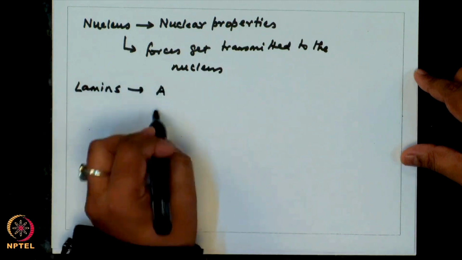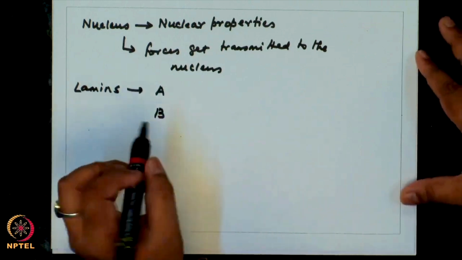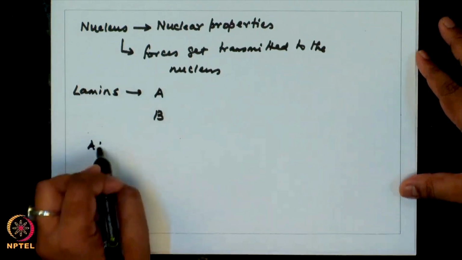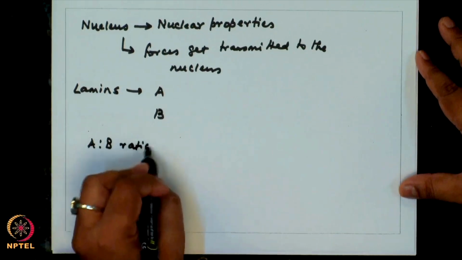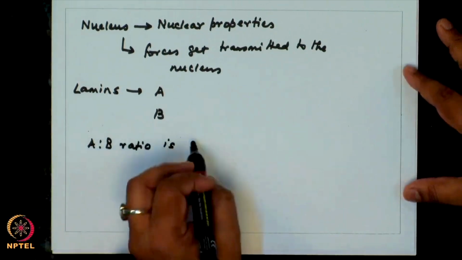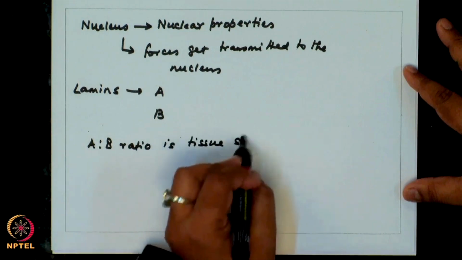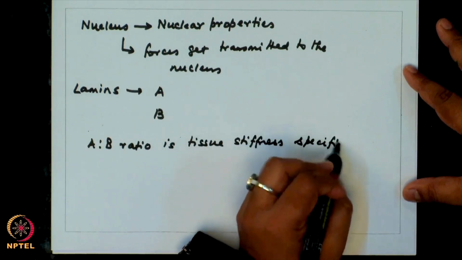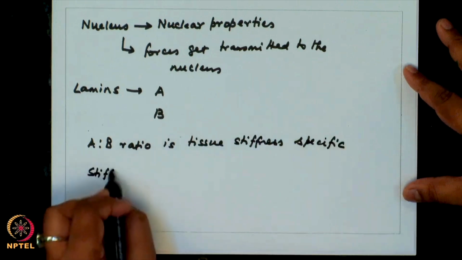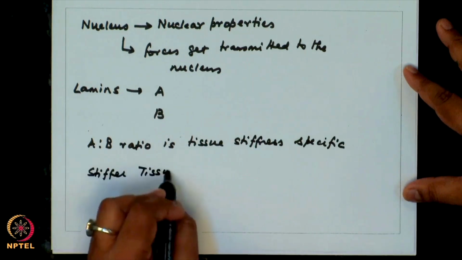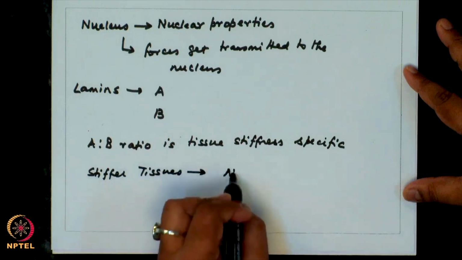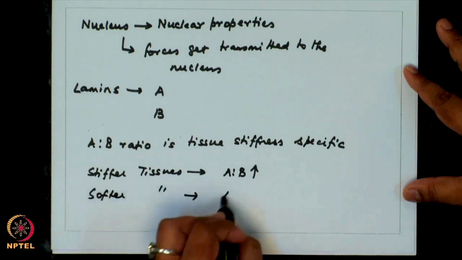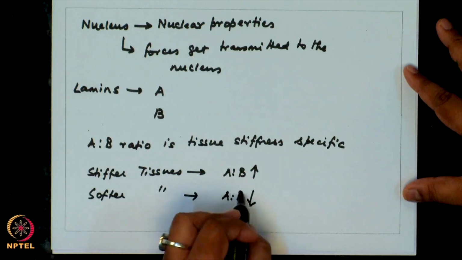You have A type lamins and B type lamins, and what has been observed in the literature is that the A to B ratio is tissue specific, or tissue stiffness specific. Stiffer tissues have a high A to B ratio, and softer tissues have a low A to B ratio.